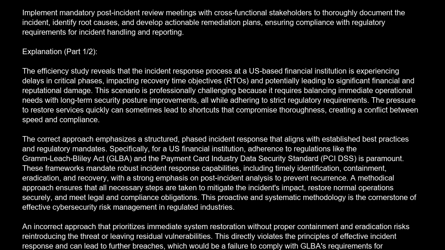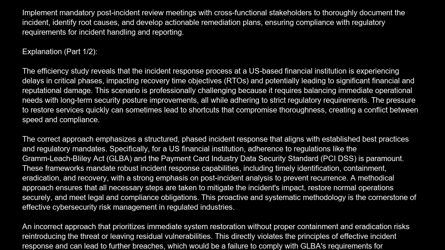adherence to regulations like the Gramm-Leach-Bliley Act (GLBA) and the Payment Card Industry Data Security Standard (PCI DSS) is paramount. These frameworks mandate robust incident response capabilities, including timely identification, containment, eradication, and recovery, with a strong emphasis on post-incident analysis to prevent recurrence. A methodical approach ensures that all necessary steps are taken to mitigate the incident's impact, restore normal operations securely, and meet legal and compliance obligations. This proactive and systematic methodology is the cornerstone of effective cybersecurity risk management in regulated industries.